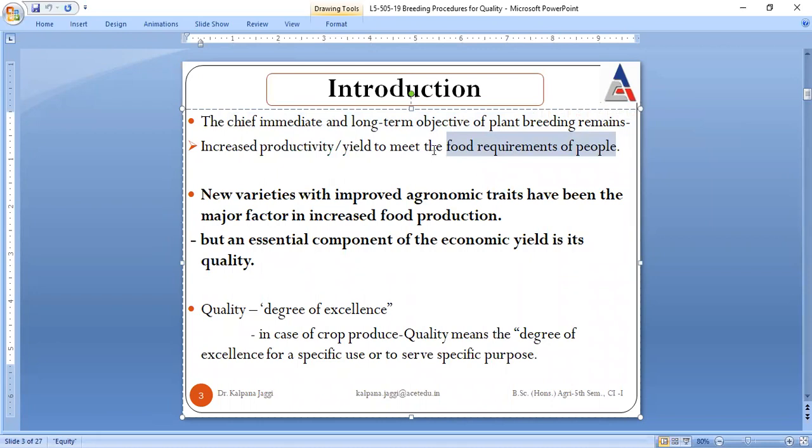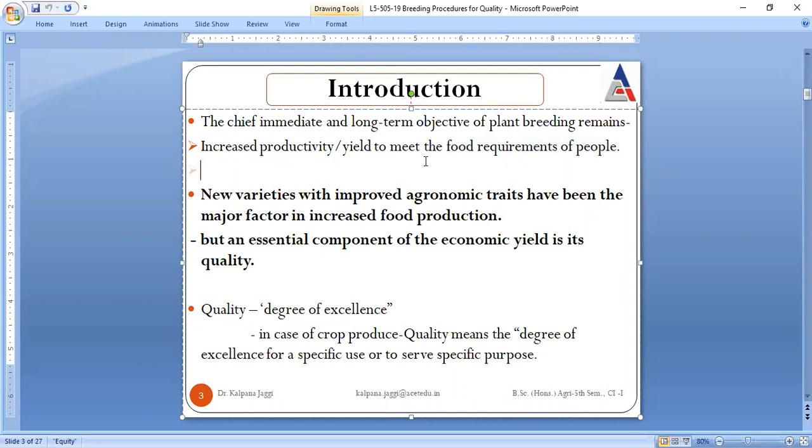We have often discussed this in objectives when we were discussing a particular topic, that is, objectives of plant breeding. At that particular time also I told you that the very chief immediate, that means the very immediate requirement, and even in the long-term aspects, the one and only main objective of plant breeding is increasing the productivity or the yield, right?